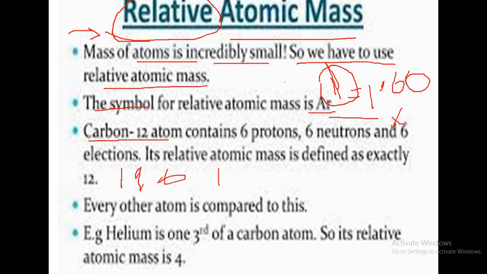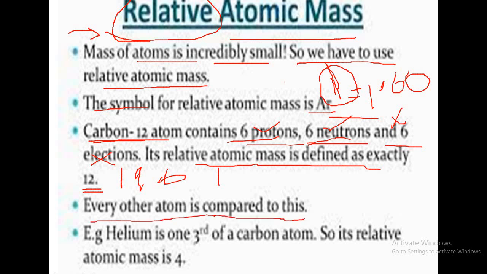Carbon 12 atom was selected because it contains 6 protons, 6 neutrons and 6 electrons, and its relative atomic mass is exactly 12. As we know, there is unit mass on a proton and unit mass on a neutron, and the electrons have negligible mass. So 6 plus 6, the carbon 12 atom shows a mass of exactly 12, and that is why it was taken as the standard, and every other atom is compared to the mass of the carbon 12 atom.